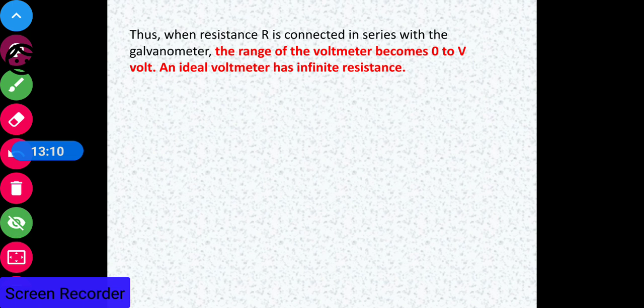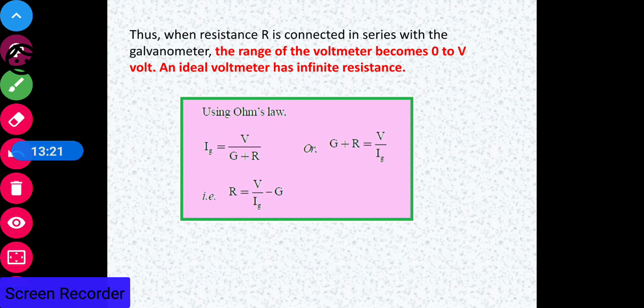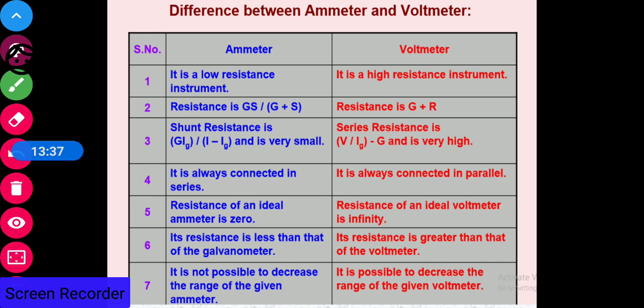Thus, when resistance R is connected in series with the galvanometer, the range of the voltmeter becomes 0 to V volt, and an ideal voltmeter has infinite resistance. So using Ohm's law, the total current I, which is equal to Ig, is equal to V upon G plus R, or G plus R is equal to V upon Ig, that is, R is equal to V upon Ig minus G.